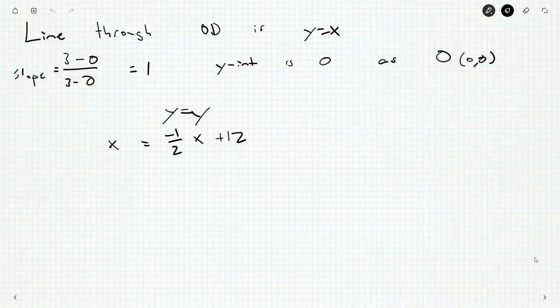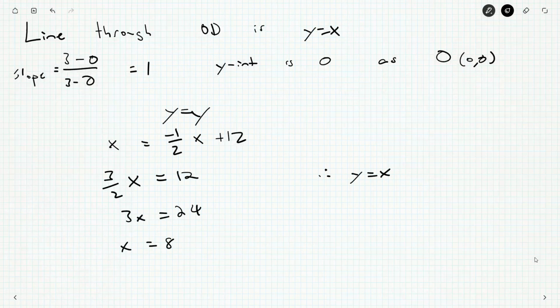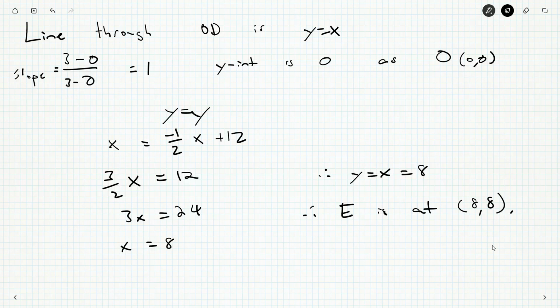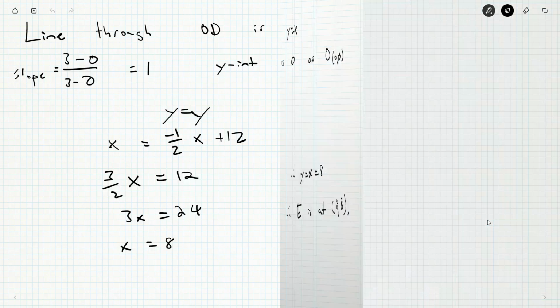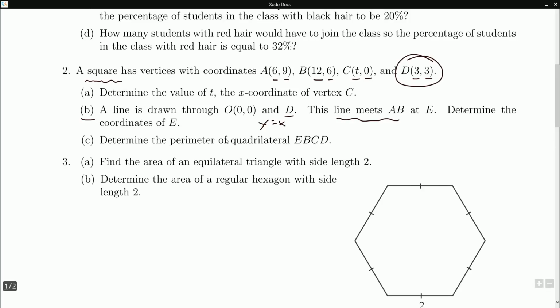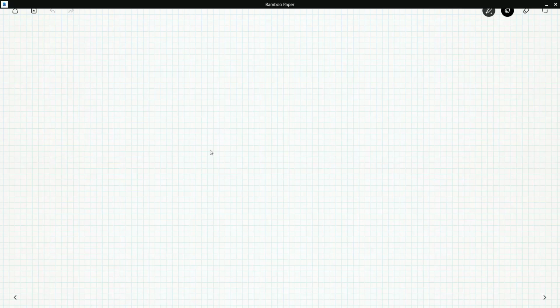Okay, well, we'll bring the 1/2 x to the other side, so that'll be 3/2 x is 12, multiplied by 2, 3x is 24, x is 8, and so since y is x, y is 8, so E is at 8, 8. Okay. And what lines do I have to work with for C part? Determine the perimeter of quadrilateral EBCD. All right, well, let's draw a picture.